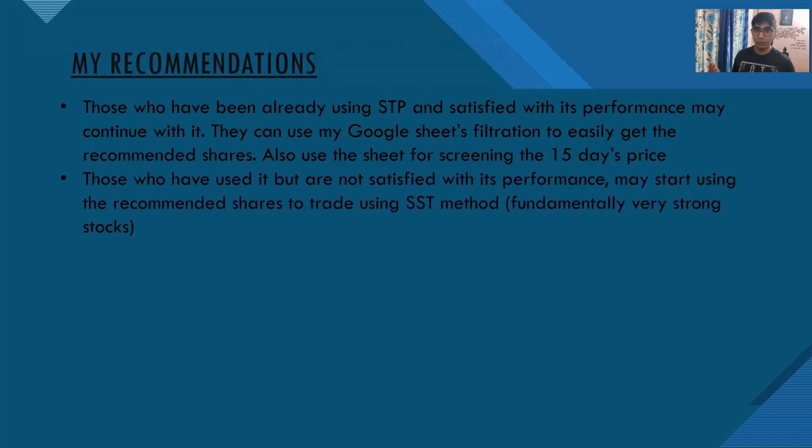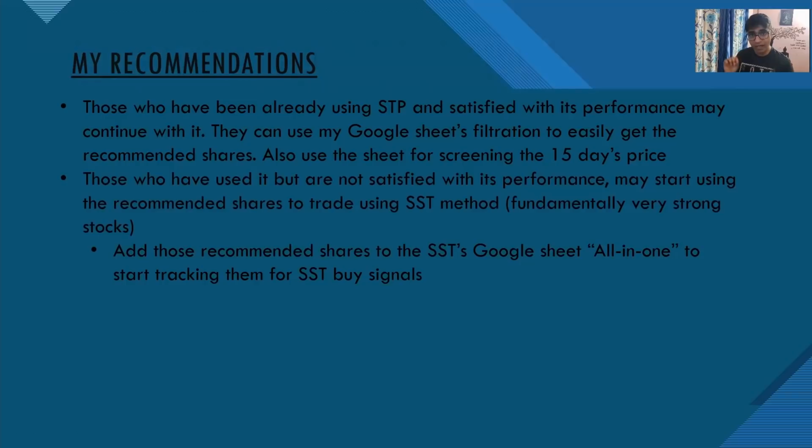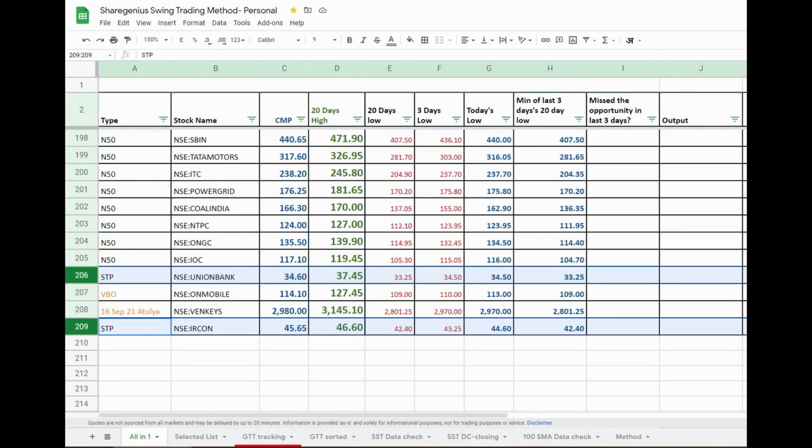Second category of people who have used STP and did not like the performance, or maybe never used it, for them, they can start using SST method. So personally, I'm going to use that. I've already started that in the Union Bank. So what you have to do is add those SST recommendation in your SST sheet. The Google Sheet I provided, you can add in the all-in-one sheet, you can add those STP shares and then start tracking them for GTTs.